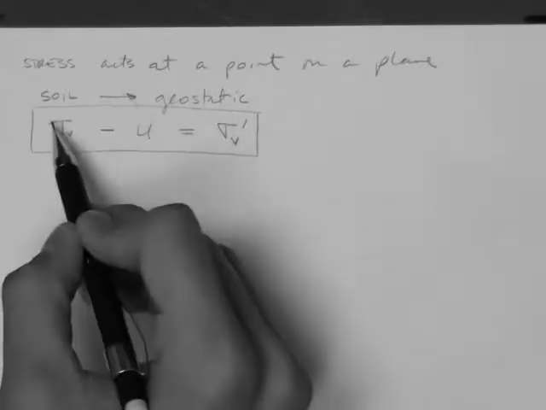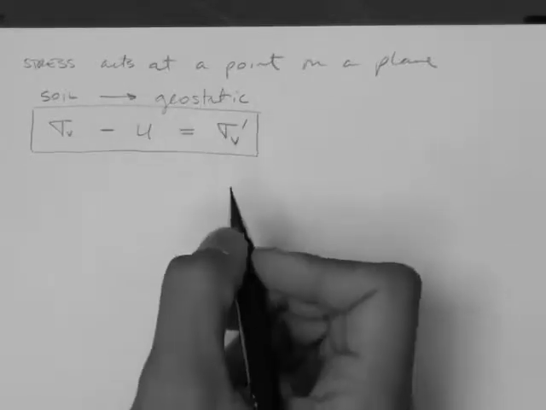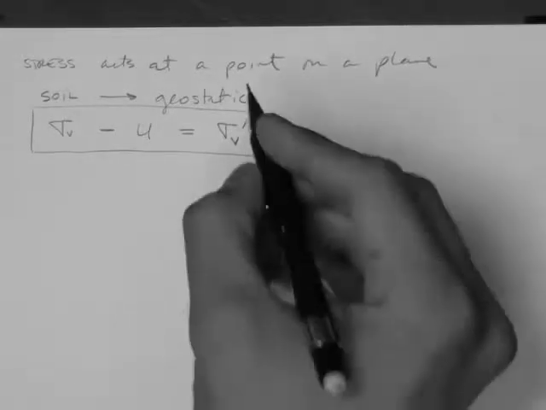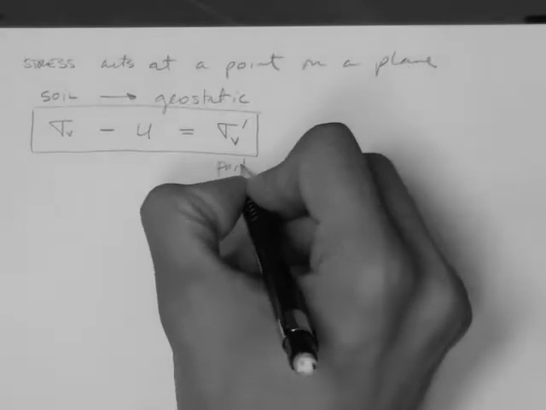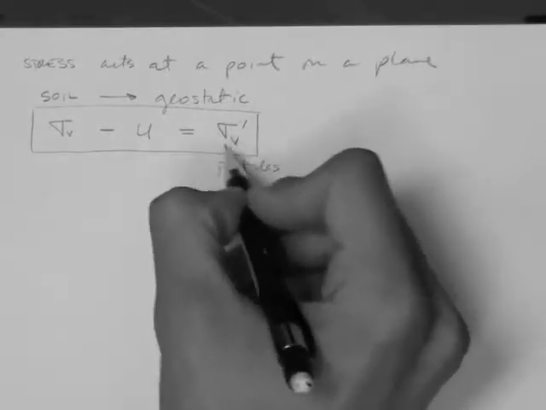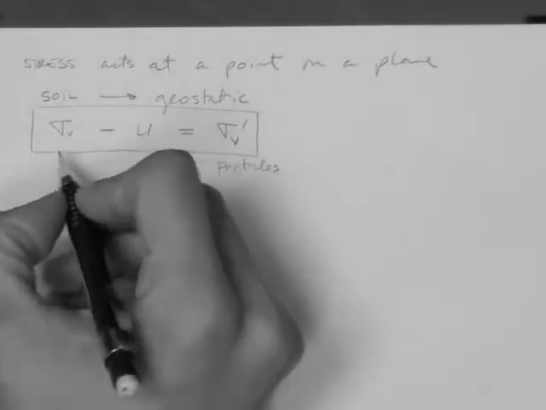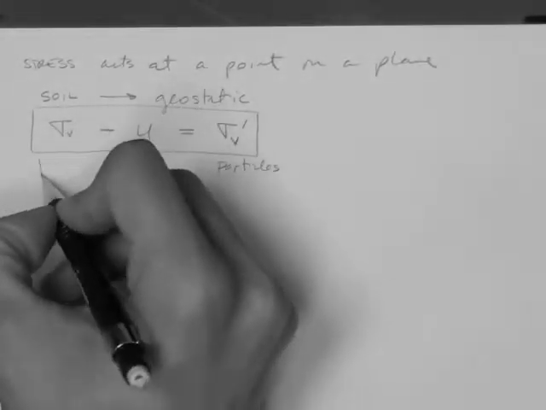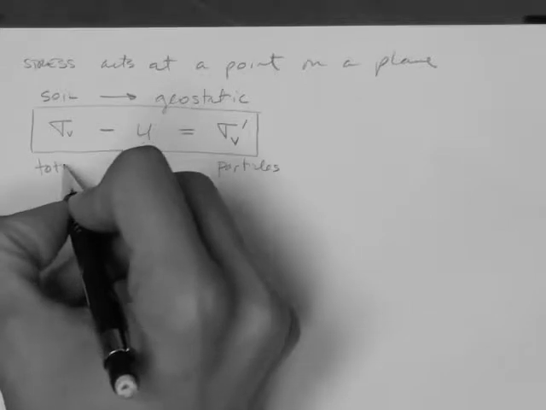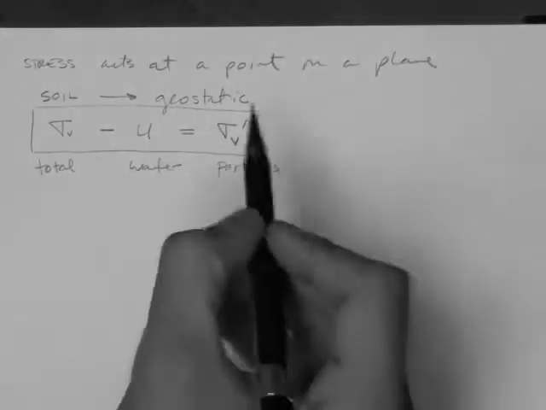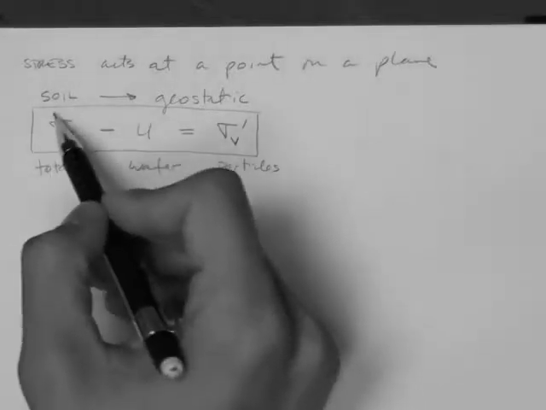Both these stresses, these sigmas, act on the horizontal plane at the point in question. This is the stress that the particles feel at that point on the horizontal plane. And this is the stress that both the particles and the water feel. So this one plus this one is this one.